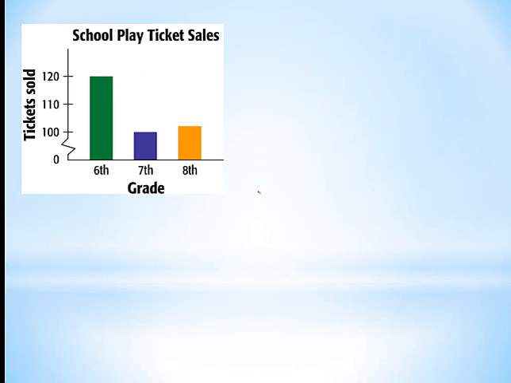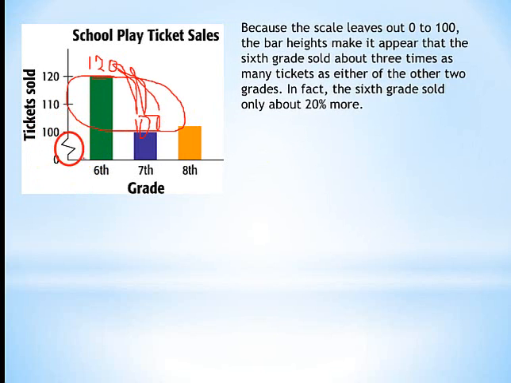All right, let's take a look at this one. Why do you think this is misleading? Look at the number of 6th graders. How many are there? 120. But look at the number of 7th graders. How many are there? 100. There's only 20 difference between these two. But look at the gap. Doesn't that look like it's more than 20? The reason being is because you have a break. Line graphs can have breaks, but bar graphs cannot have breaks. So this is the reason why this is misleading.